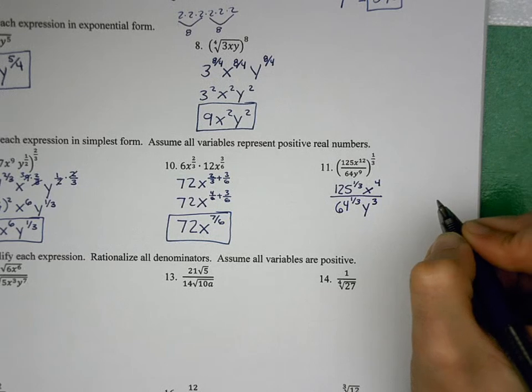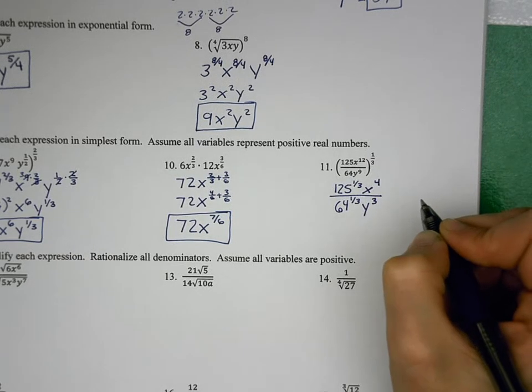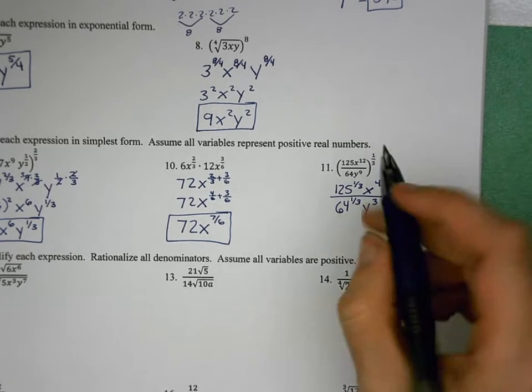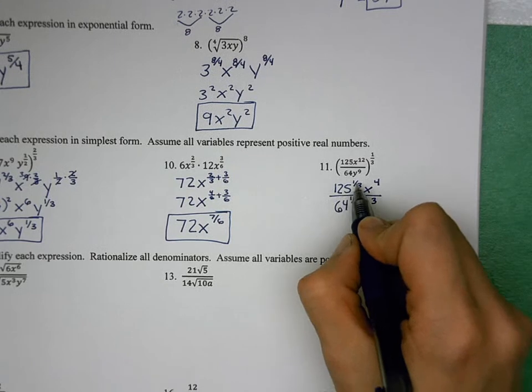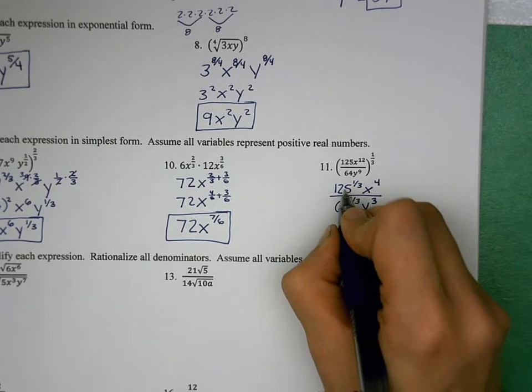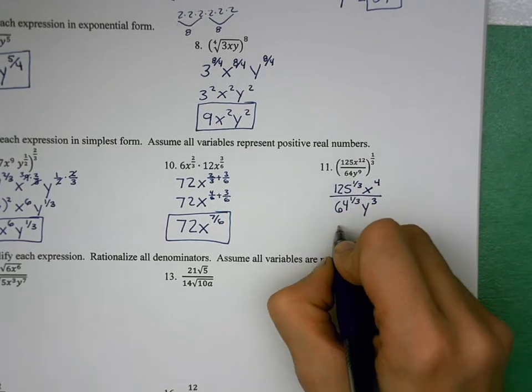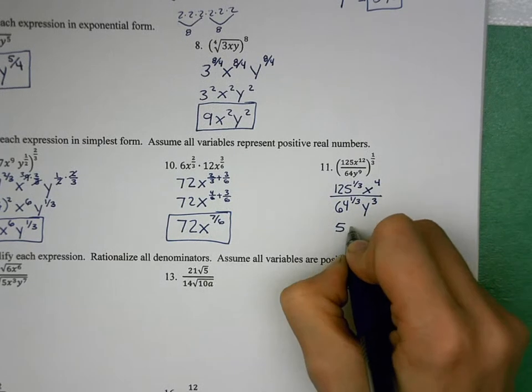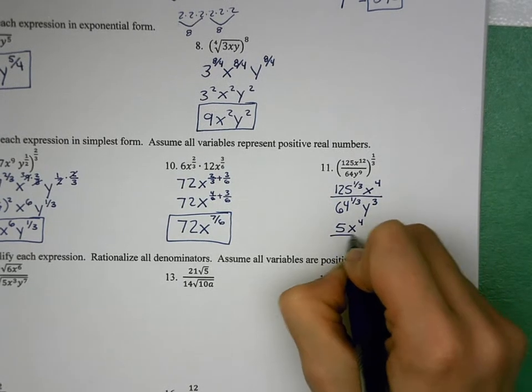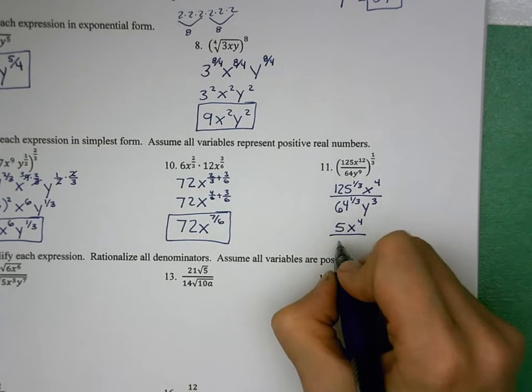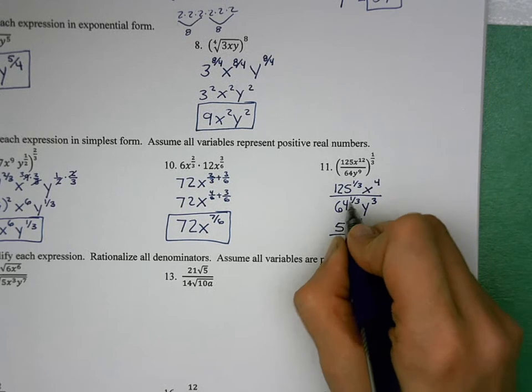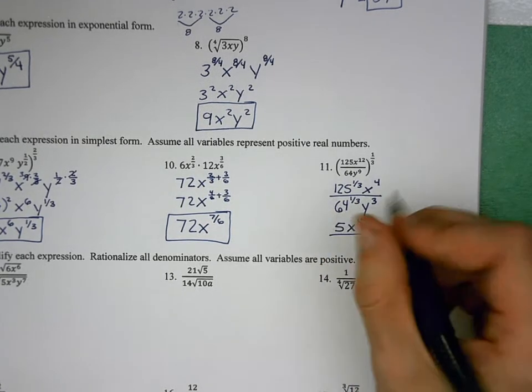Okay. And then 1/3 means the cube root. So the cube root of 125, what times what times what would equal 125? That would be 5. We have our x to the 4th over 64, cube root of 64, what times what times what would be 64? That would be 4 times y cubed.